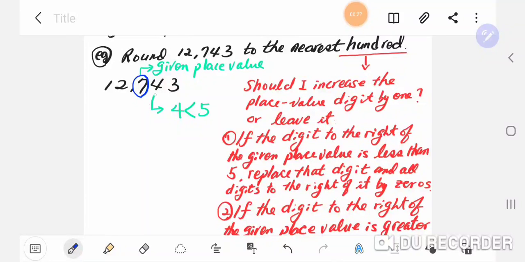Always check the digit on the right of this place value, 7. So let's check this number. If this number is less than 5, then just leave it as it is. Leave this 7 as it is, and then put 4 and 3 into zeros. And if this value 4 is greater than or equal to 5, then we will increase this 7 by 1. So this 7 will become 8, and then 4 and 3, these digits will be replaced by zeros.